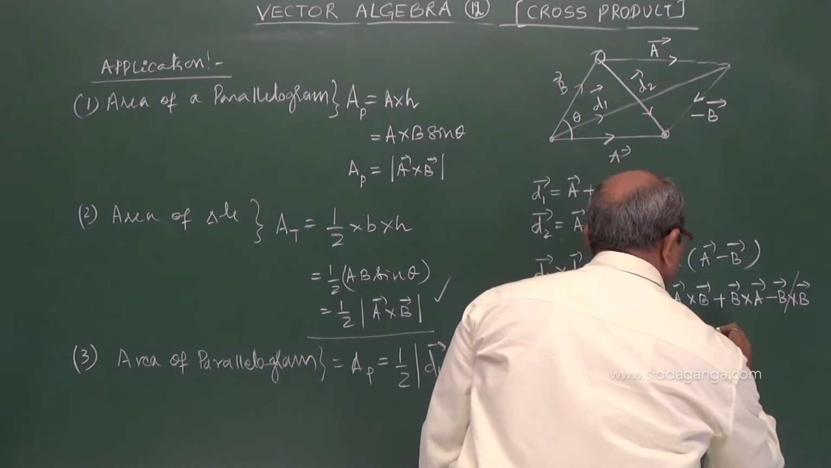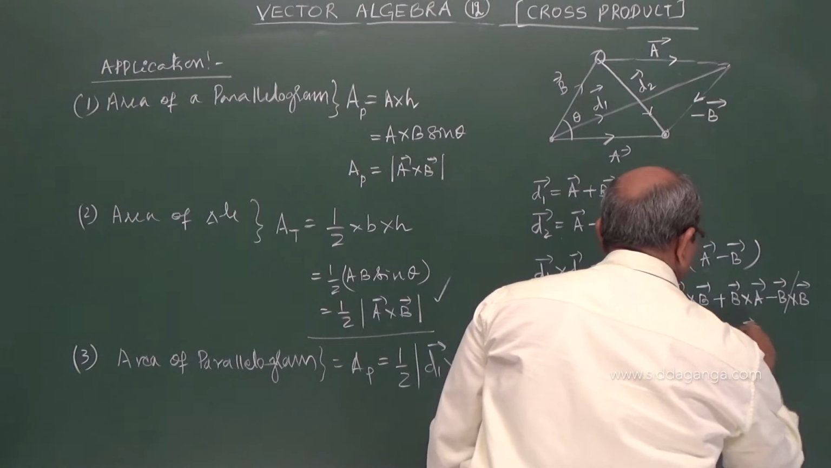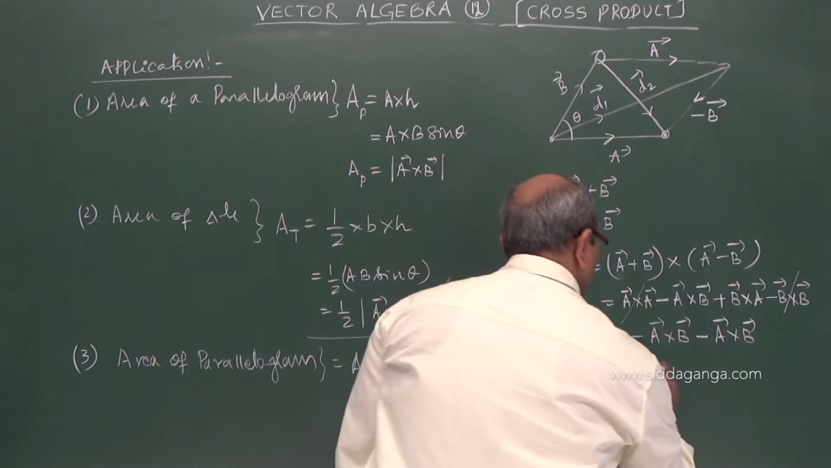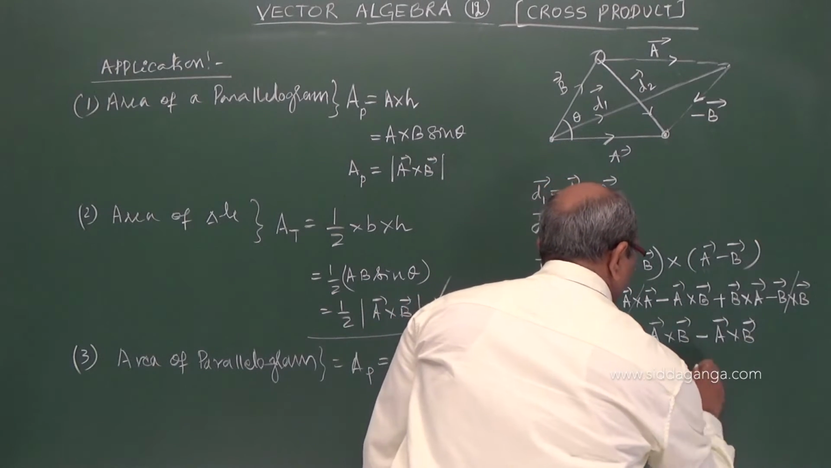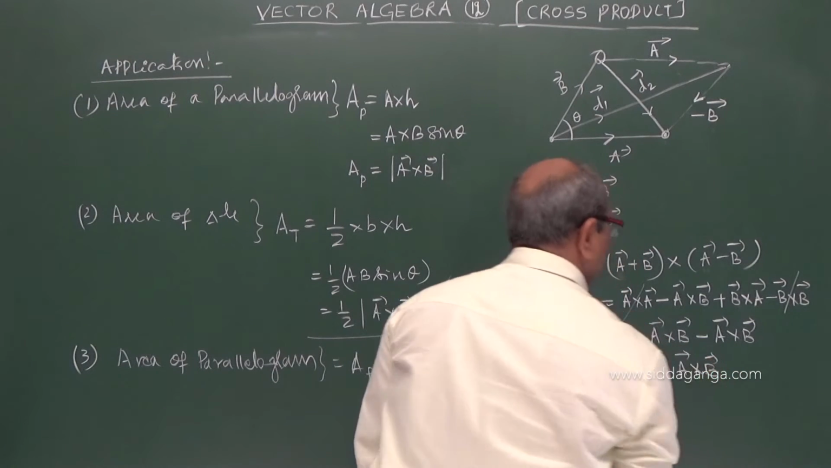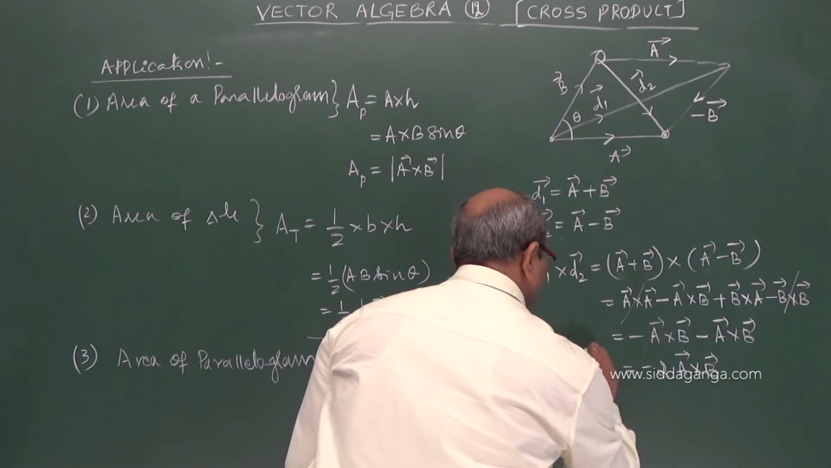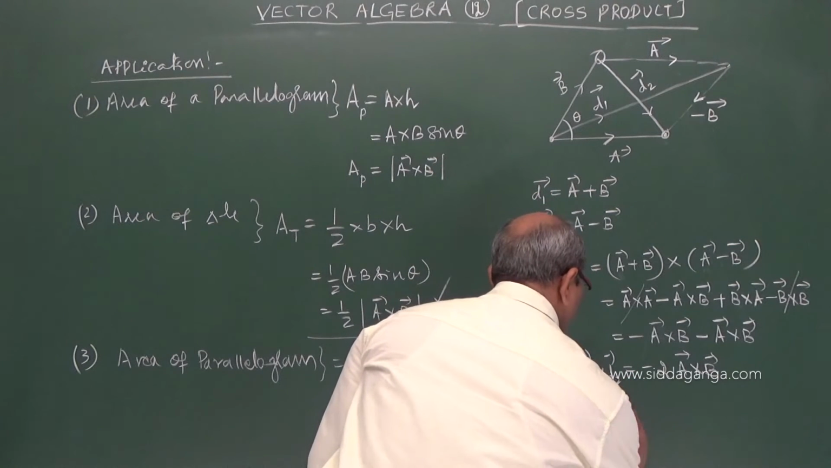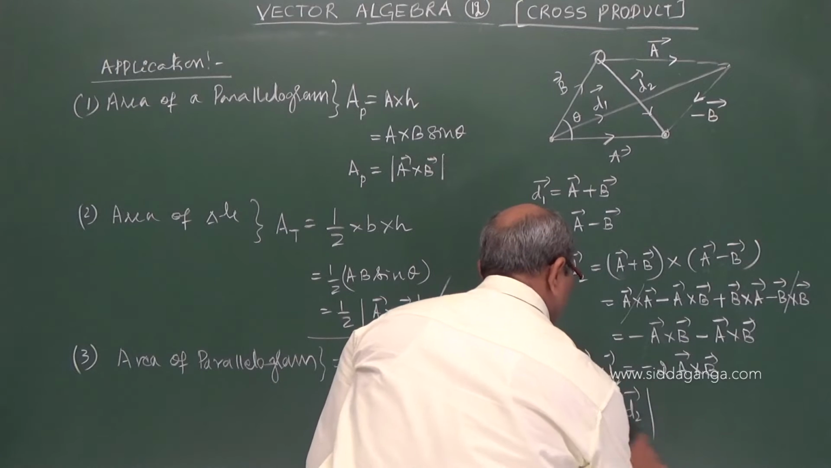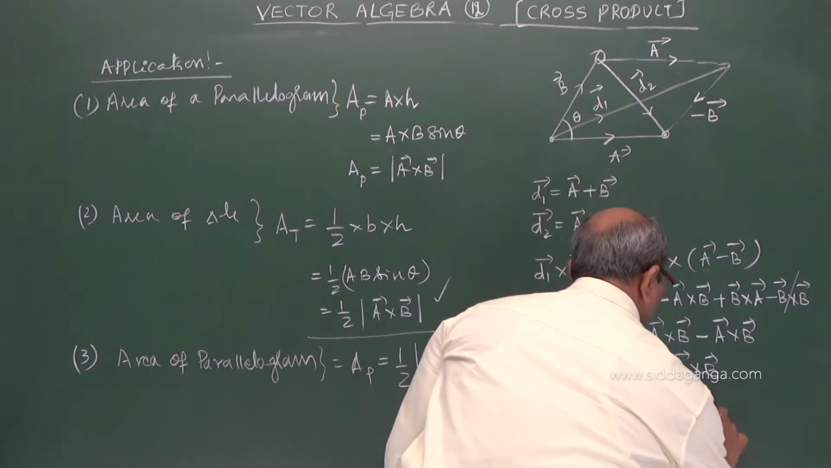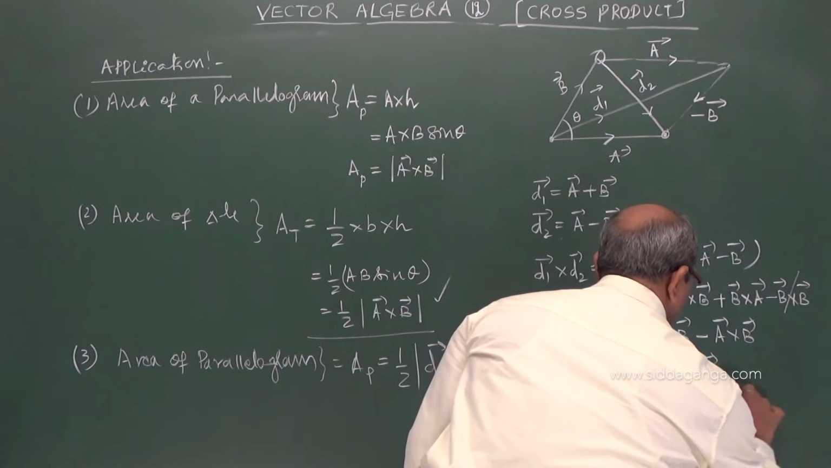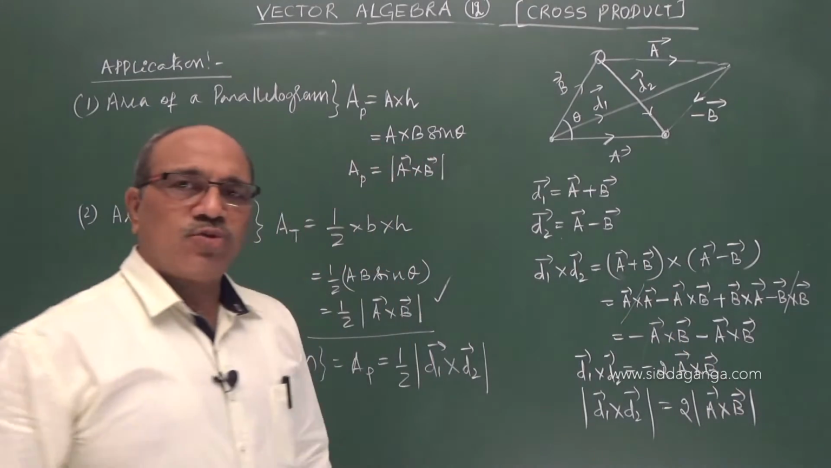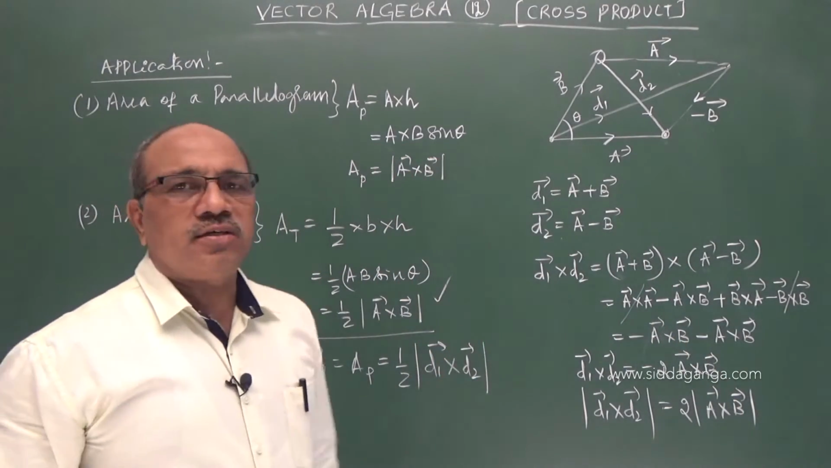This also I can write as minus a cross b, since b cross a equal to minus a cross b. So minus 2 a cross b equal to d1 cross d2. The magnitude of d1 cross d2 equal to 2 into magnitude of a cross b. I removed the negative sign, as the magnitude comparison was done.